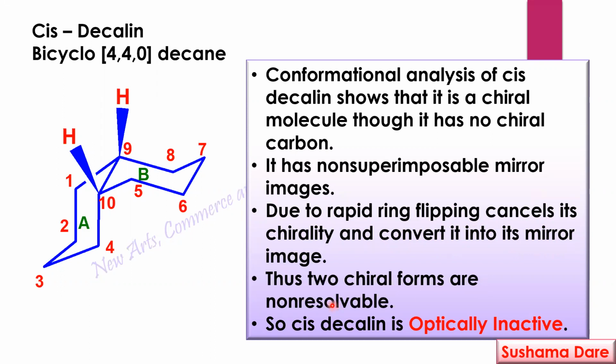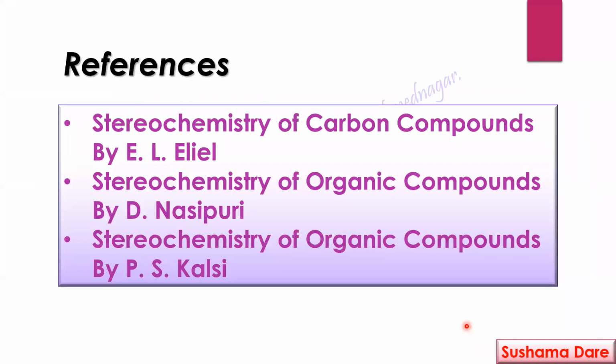Thus, the two chiral forms are non-resolvable, like cis-1,2-dimethylcyclohexane. Though there is an absence of symmetry, cis-1,2-dimethylcyclohexane is still optically inactive. The reason is that these two forms are non-resolvable, due to ring flipping that gives a mirror image. So flipped structures and mirror images are the same. Because of that, cis-decalin is optically inactive. For this, you can refer to these books: Eliel, Nasipuri and Kalsi.